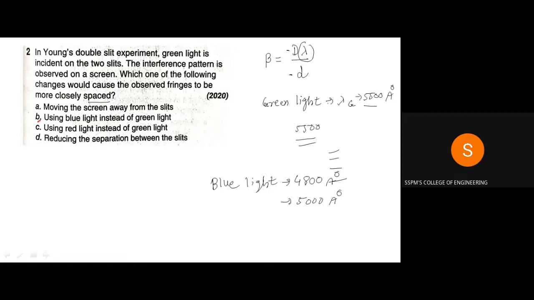ठीक आहे. व्हायलेटची 4400 Armstrong युनिट, 4800 त्यातलीच ही एक ब्लू लाईन. ठीक आहे. सो ब्लू कलरची लाईन, ह्याची वेव्हलेंथ ही शॉर्टर आहे. वेव्हलेंथ शॉर्टर असेल तर डायरेक्टली फ्रिंज स्पेसिंग जे असतं ते कमी होणार. ओके. मीन्स if we are using the light having smaller wavelength as compared to green light, then obviously spacing in between two successive fringes decreases. Okay, so that's the answer: using blue light instead of green light.